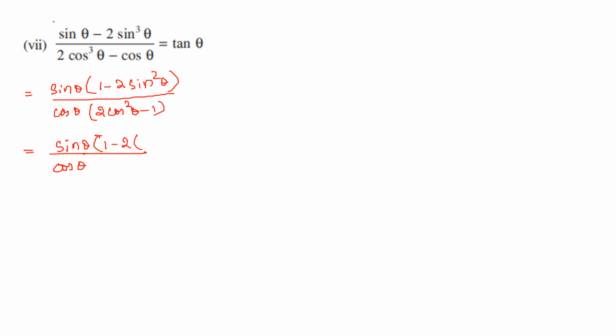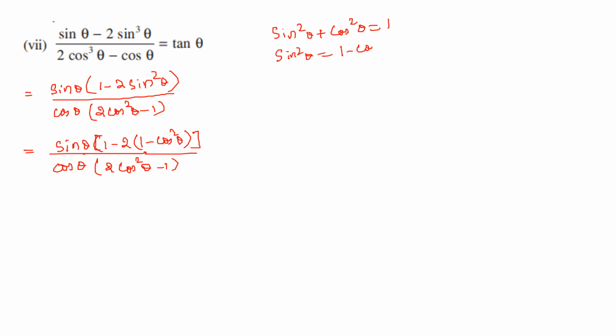In place of sin square theta, I can write it as 1 minus cos square theta. How? Again, same identity: sin square theta plus cos square theta is 1. And from here, sin square theta I can write as 1 minus cos square theta. So in place of sin square theta, I have written 1 minus cos square theta.